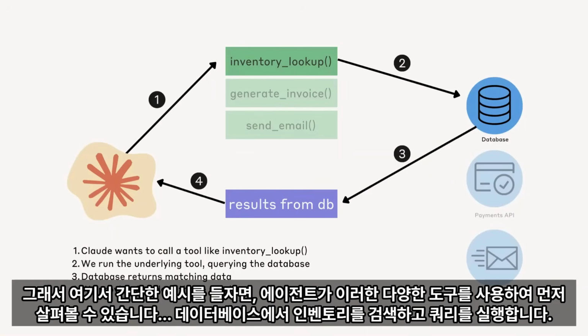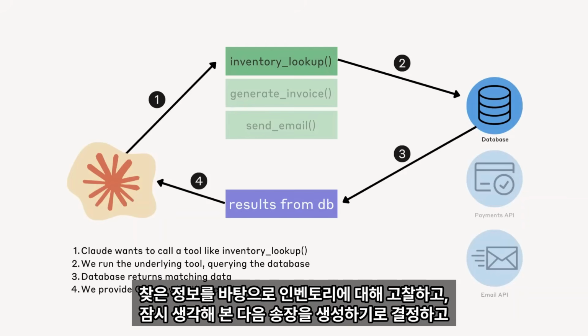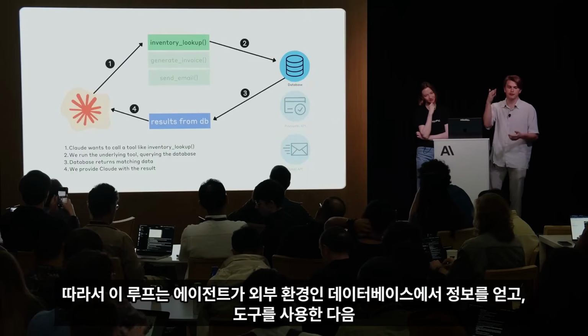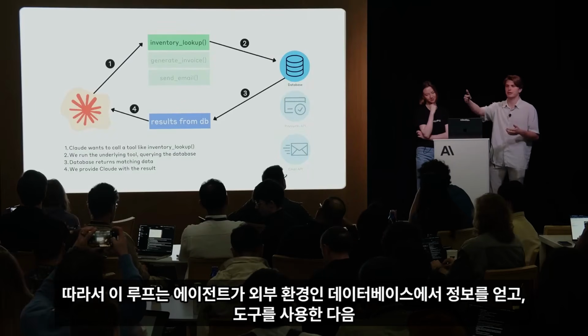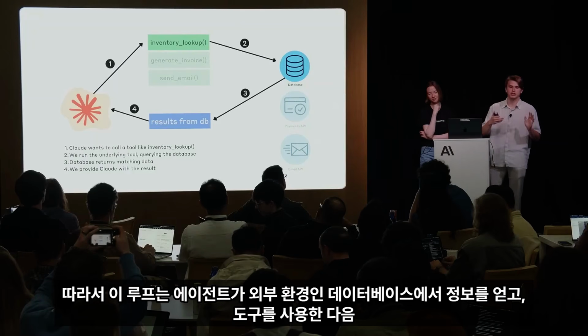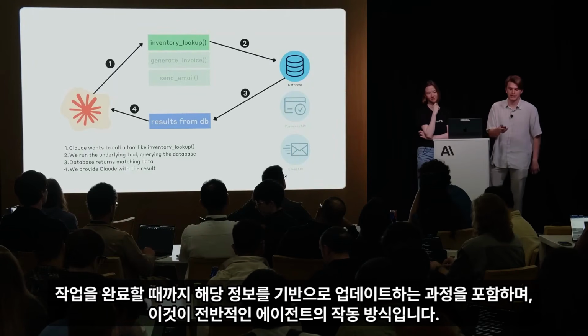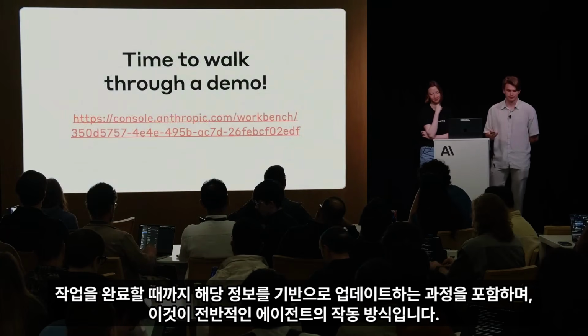So one quick example here is that you can have an agent use these different tools to first search the inventory in a database, run a query. Based on the information it finds, it can reflect on the inventory, think about it for a little bit, then decide to generate an invoice, generate this invoice, think about what it should do next, and then decide to send an email. And so this loop involves the agent getting information from the database, which is its external environment, using its tools, and then updating based on that information until it accomplishes the task. And that's how agents work in general.